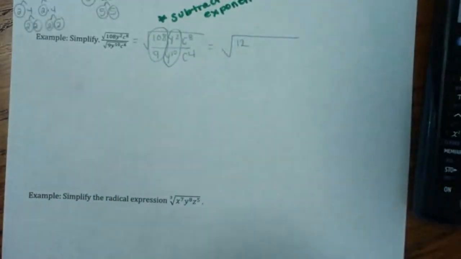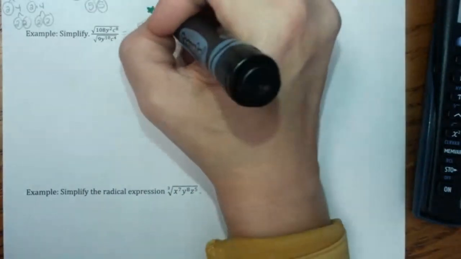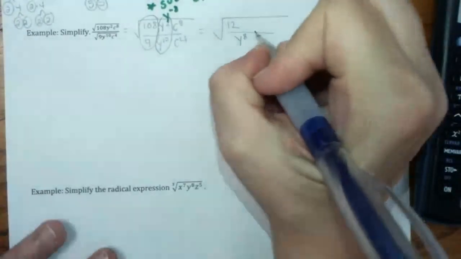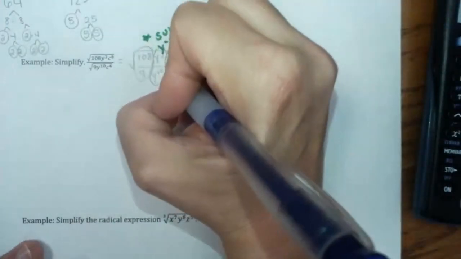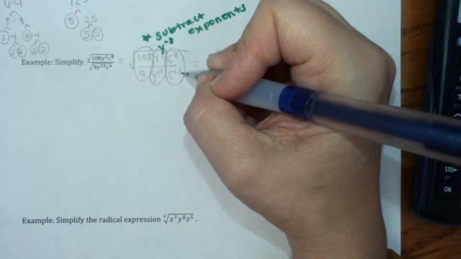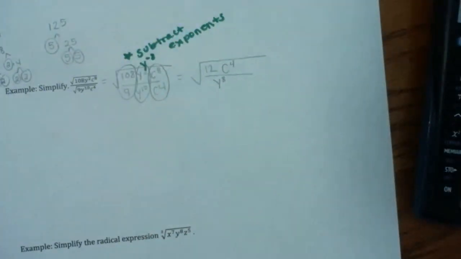This would give me y to the 2 minus 10, which is negative 8. So because it's negative, it's going to go to the bottom. So on the bottom, we have y to the 8th power. Because it went to the bottom, it became positive. And then likewise, subtracting our exponents, c to the 8th divided by c to the 4th. I have 8 c's. I'm taking away 4 of them. That means 4 are left over. 8 minus 4 is positive 4, so that means that c to the 4th is going up top. So now we can simplify this.